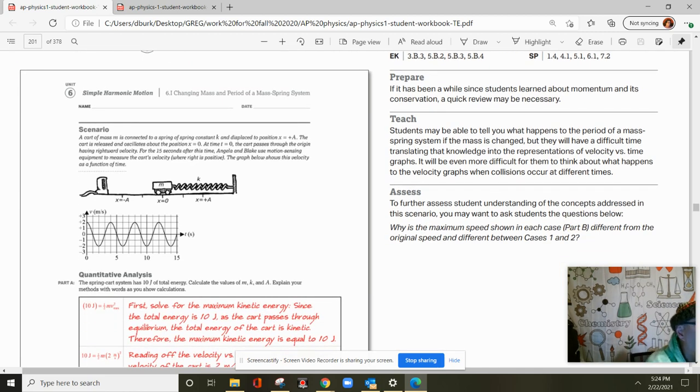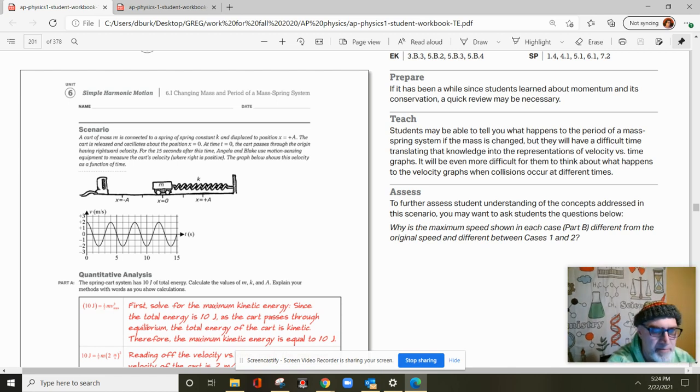What's happening here is a cart is on a spring, and it looks like it's going to be going in front of a motion sensor. I think that little ghost thing there is a motion sensor, right? For 15 seconds. So at time 0, the origin, 0 is where the spring is either squished or stretched. So it's got 10 joules of total energy. Calculate the values of M, K, and A. Explain your methods with words as you show calculations.